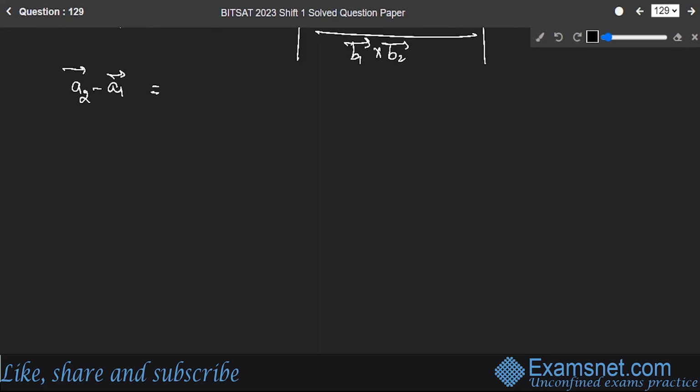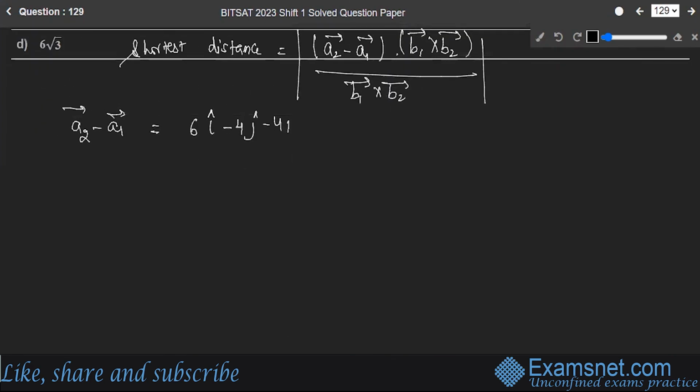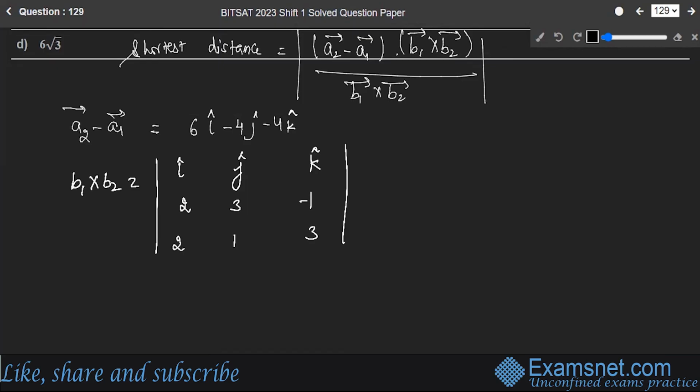So A2 minus A1, if you check, is given by 6I minus 4J minus 4K. And let's find out its dot product with B1 cross B2. First of all, let's find out B1 cross B2. This is given by the determinant of I, J, K; 2, 3, minus 1; 2, 1, 3. That's equal to 10I minus 8J minus 4K. On solving, this will give you this value.